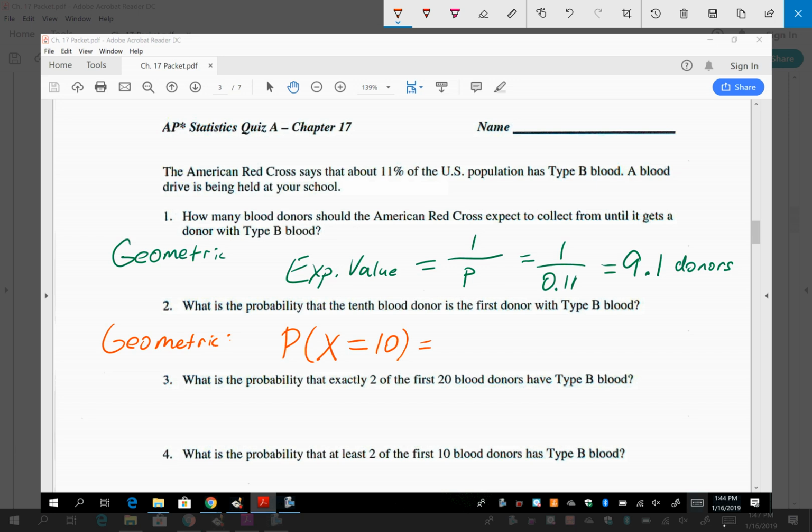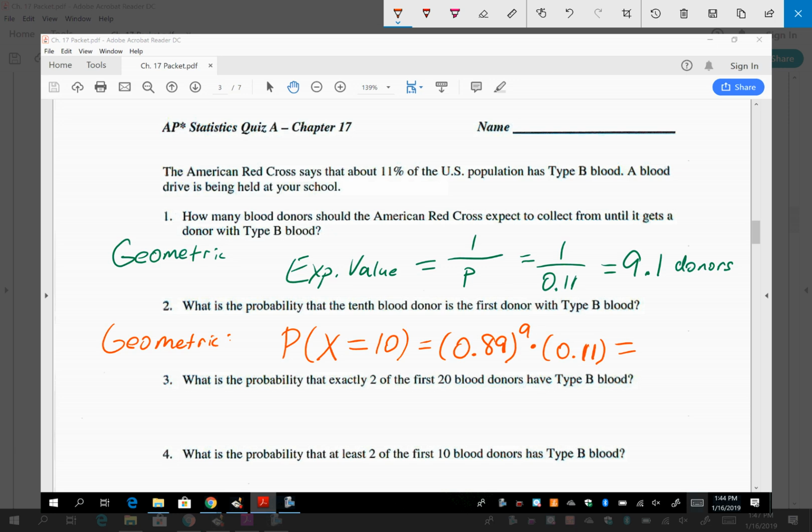Now the way we do this is not type B, not type B, not type B. How many people in a row are not type B? 9. So I'm going to write down my probability of failure, which is 0.89. That's the probability of a failure to the 9th power times my probability of success. Questions about that setup, that work? I expect to see that if I'm grading your work. So does the AP exam. Equals. What do you get when you put this into the calculator?